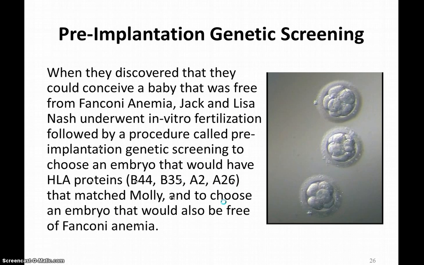When they discovered that they could conceive a baby that was free from Fanconi anemia, Jack and Lisa underwent in vitro fertilization, followed by a procedure called pre-implantation genetic screening, to choose an embryo that would have HLA proteins B44, B35, A2, A26 that matched Molly, and to choose an embryo that would also be free of Fanconi anemia.